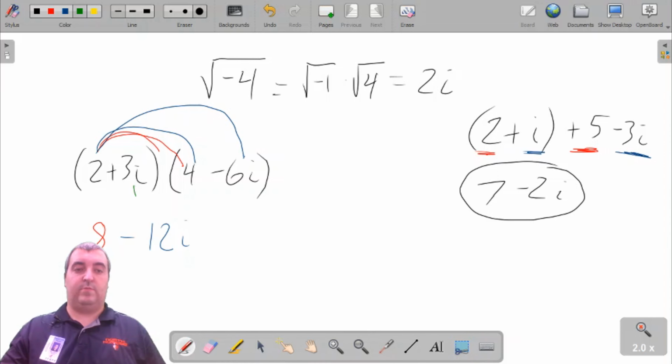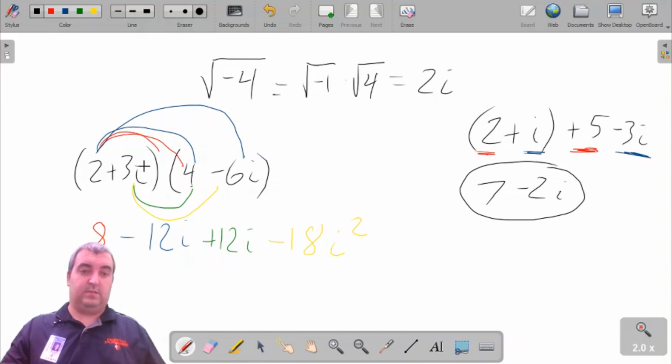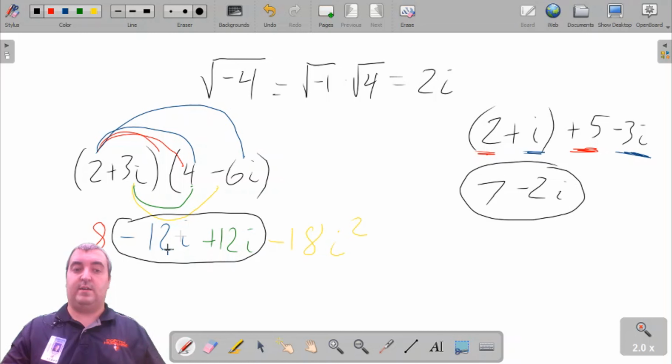So we're done with the 2. Now we move to the 3i. That would be plus 12i. And then last but not least, we deal with the two i's here. So it'd be 3 times -6 is -18, but then i times i is i squared. Now we simplify the i terms, so they just have a singular i. So that means, in this case, they cancel. That won't always happen, it's because I chose specific numbers.